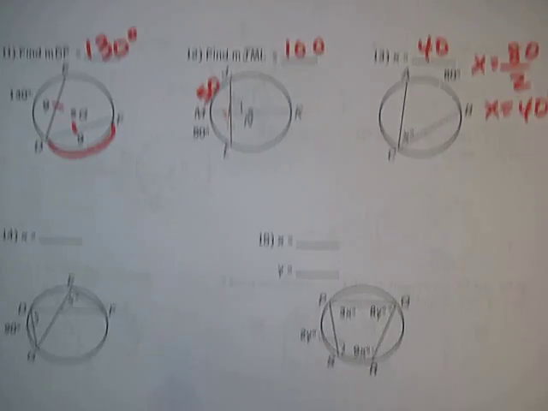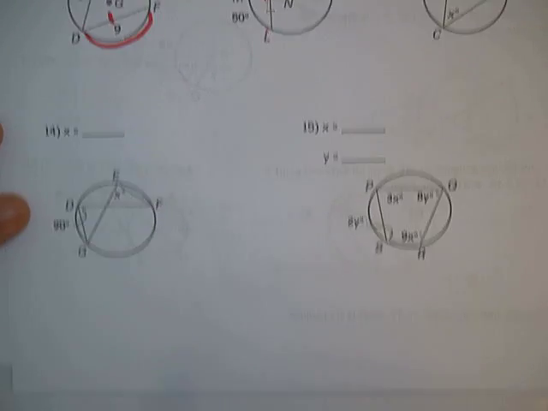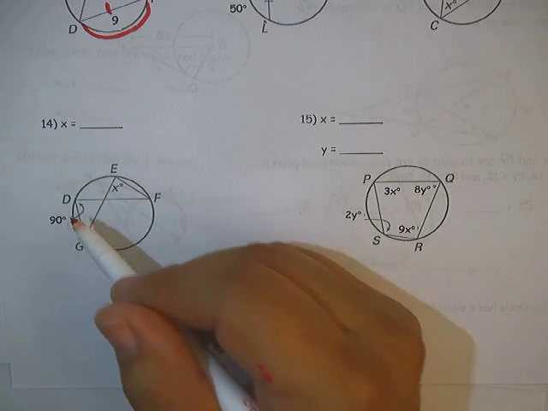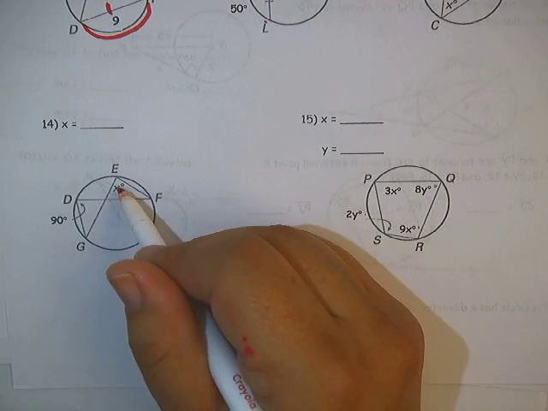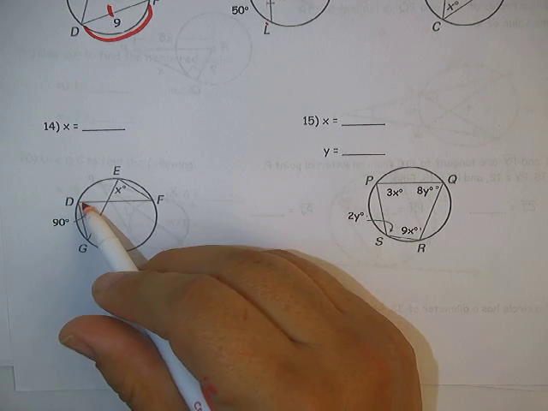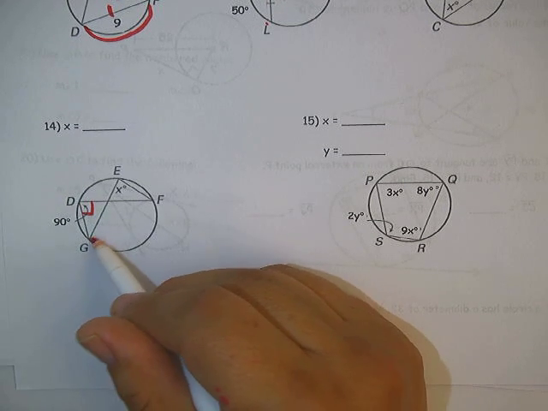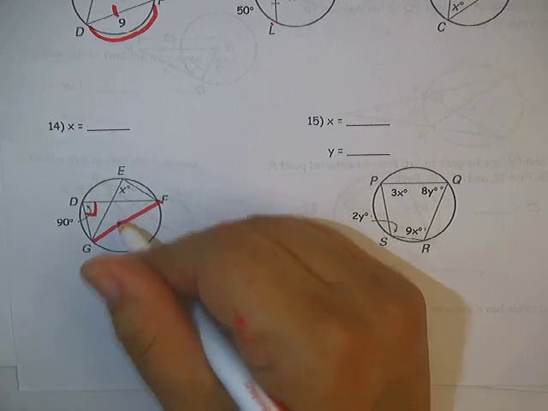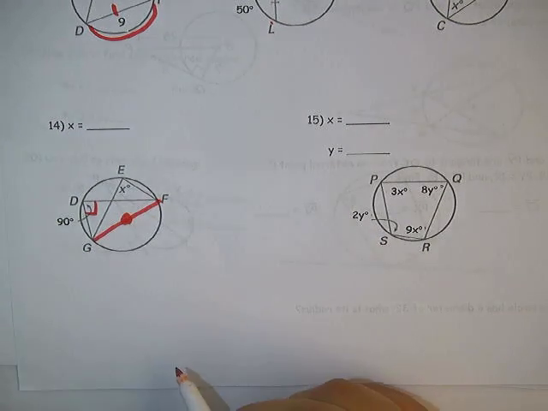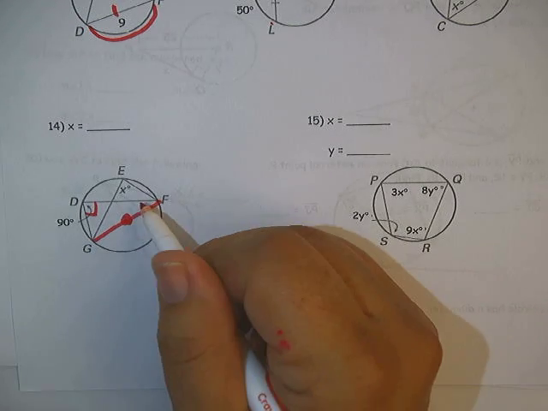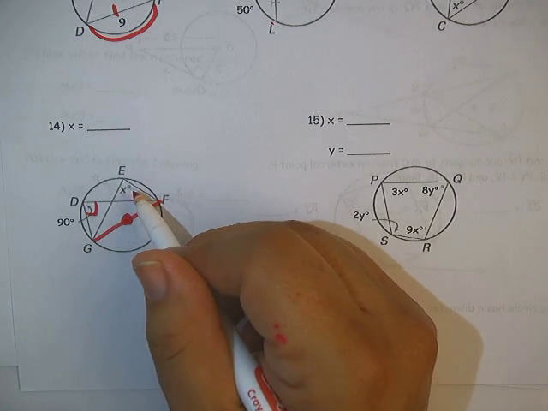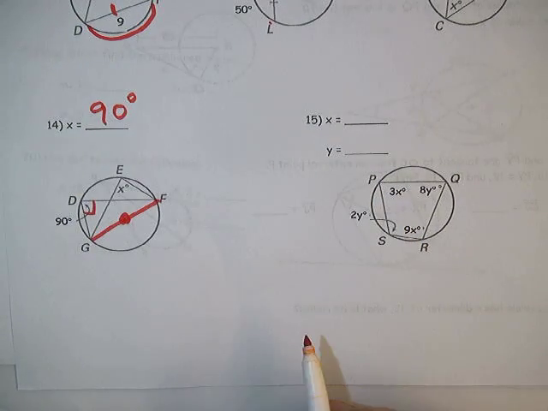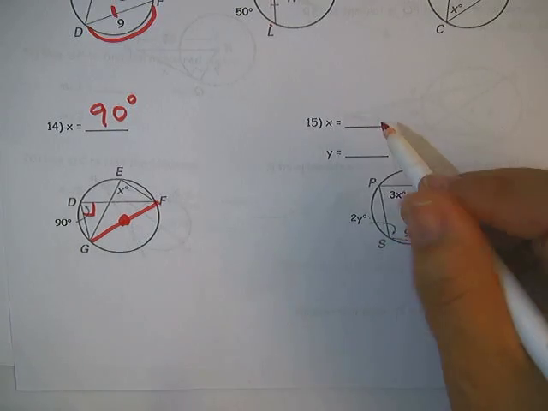On to problem 14. I'm trying to find the X. So X is this angle. Now, because this is 90 degrees right here, that automatically tells me that this chord here cuts a semicircle, which even though it doesn't look like it, that means it's a diameter. And since they're congruent chords, the angles that are inscribed are congruent. So I can just say that X is 90 degrees. I'm going to have you skip this one.